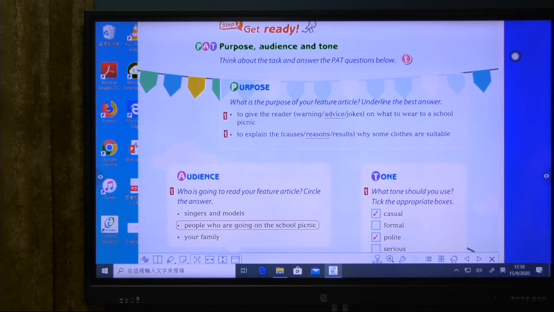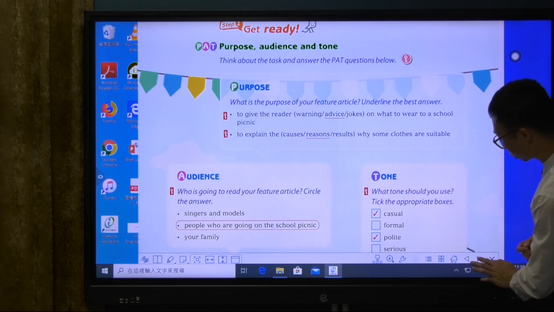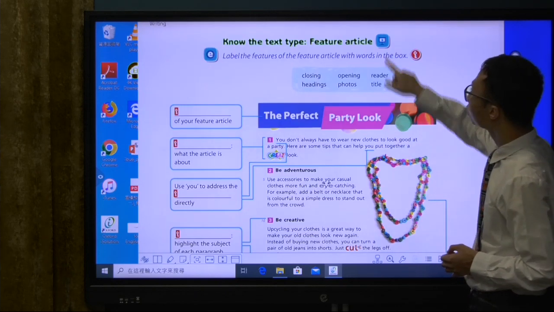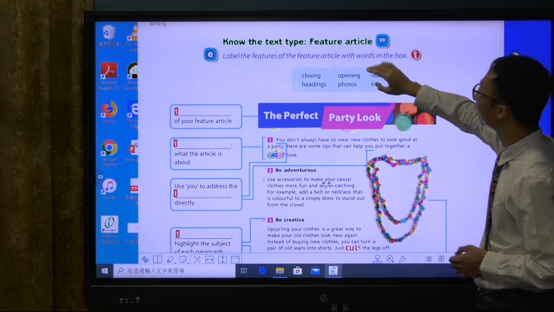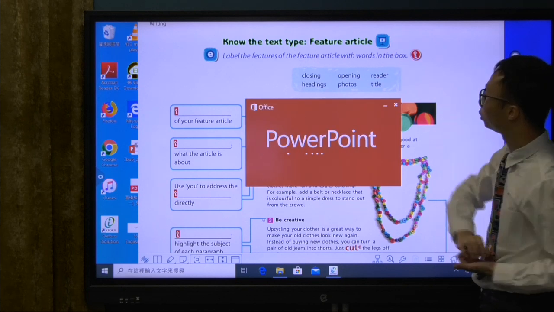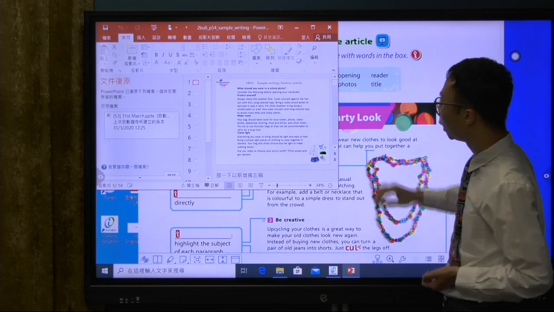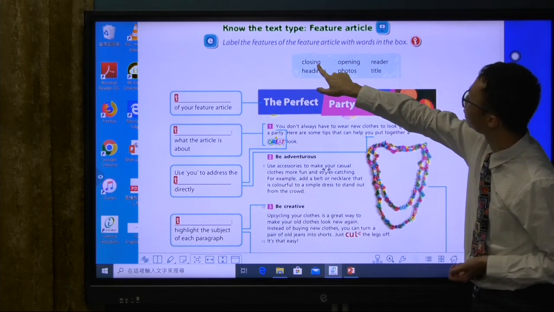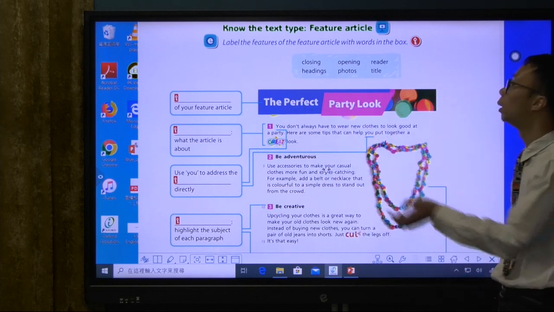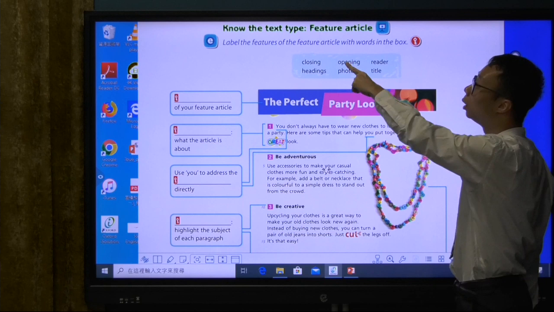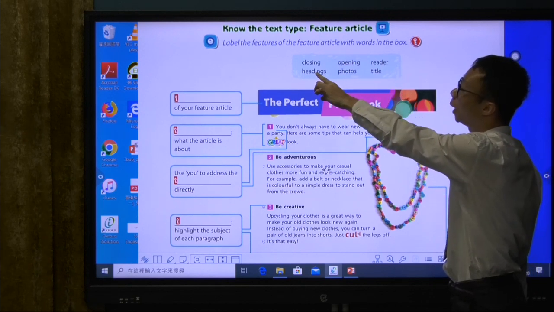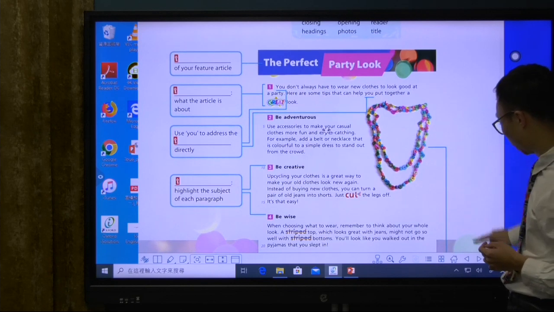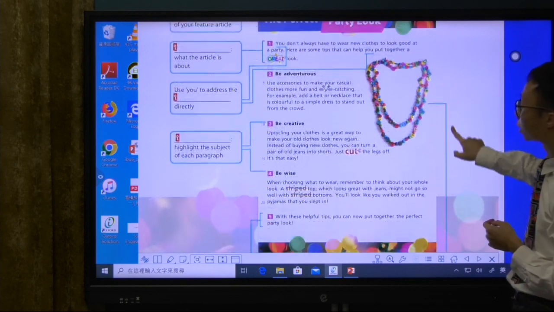Okay, let's turn to the next page and continue our brainstorming part. So let's turn to page 54, the next page. Now we have talked about the text type, and we know that the text type is the feature article. Now look at this one: we have six words here that we're supposed to put inside. Let's read it together. The first one: closing, opening, reader, headings, photos, title. Now we have to put them into these boxes right here.